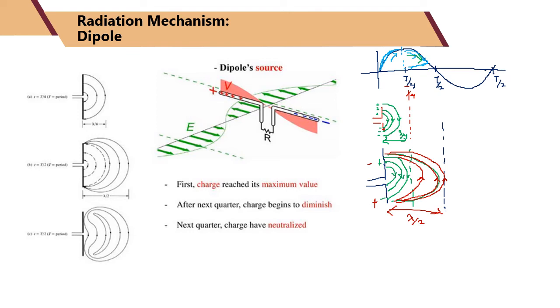So when it reached this point, we can see that the magnitude is 0. At that point, the field started to detach from the antenna. So at this point, the field started to detach from the antenna.